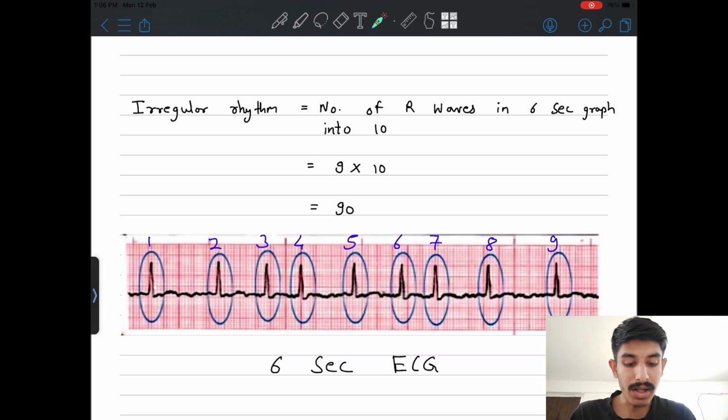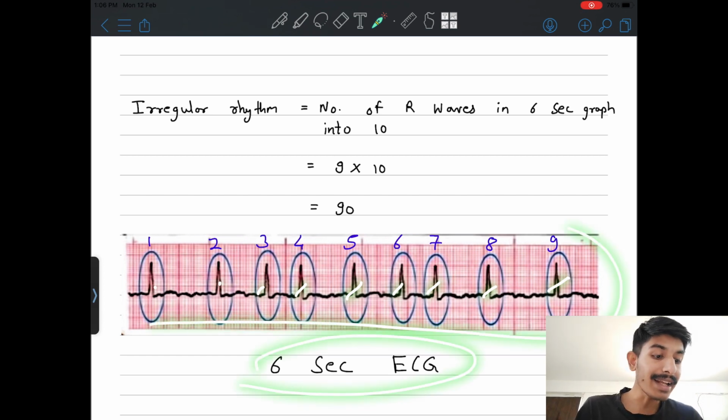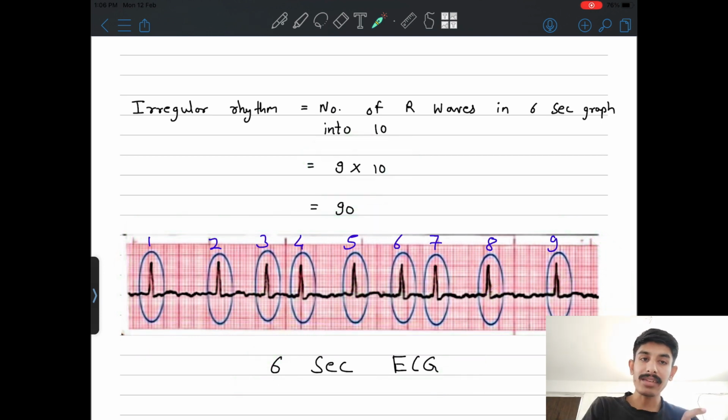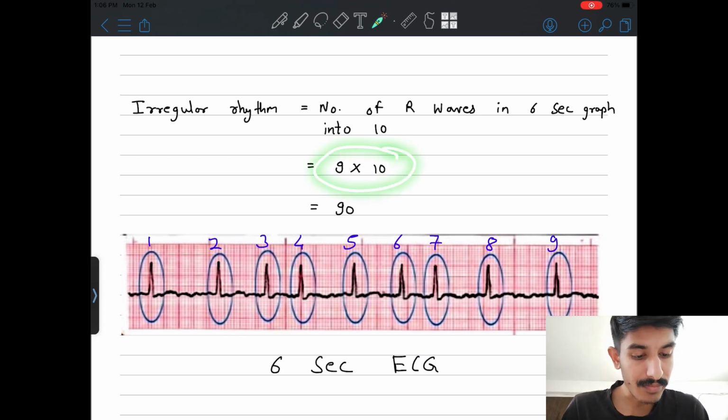For example, there are 1, 2, 3, 4, 5, 6, 7, 8, 9. This is a 6 second ECG, and 9 beats are coming in it. So 9 into 10, you will do like this. Count all the RR in the 6 seconds and multiply it by 10. So it will give you your beats per minute, like this one.